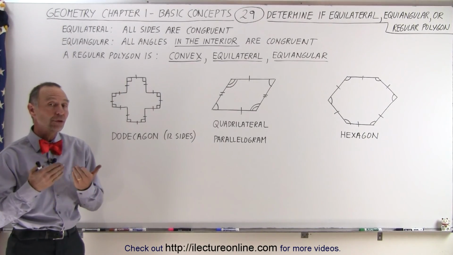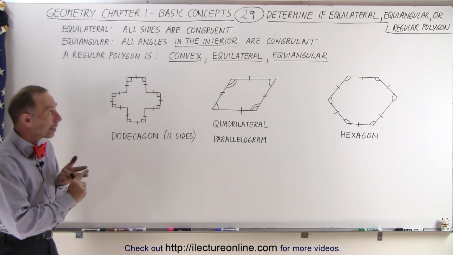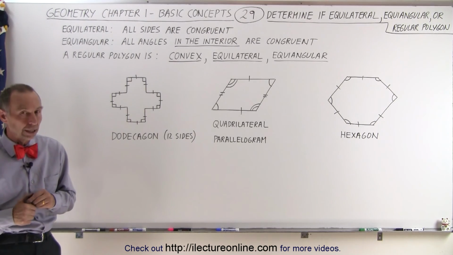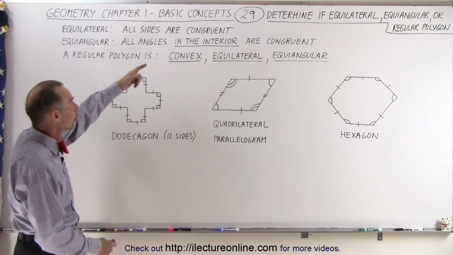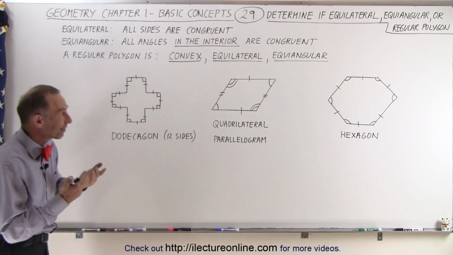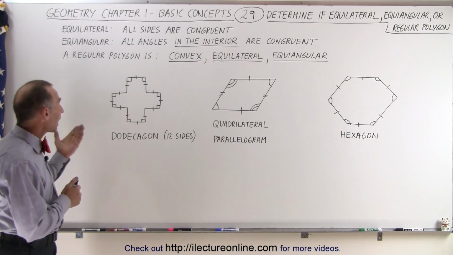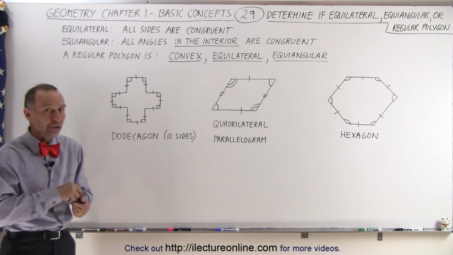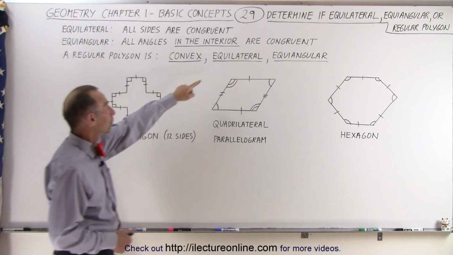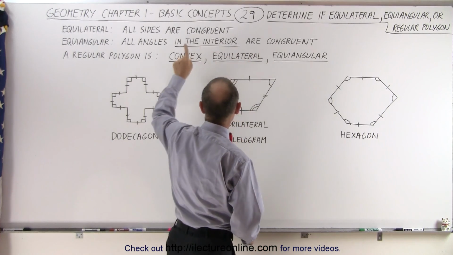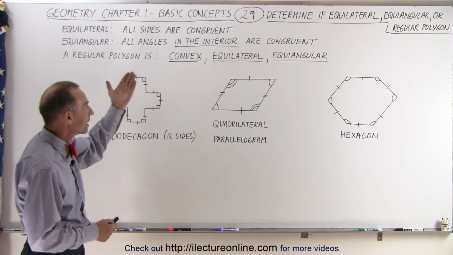With this exercise, we're going to determine whether or not these polygons are either equilateral, equiangular, or regular polygons. So what does that mean? Well, equilateral we already know. Equilateral means that all sides are congruent. The length of each side or line segment is equal to all the other sides. Equiangular means that all angles in the interior are congruent. And finally, a regular polygon is equilateral, equiangular, and it is convex. So let's take a look and see each of these polygons, whether or not they meet these conditions.